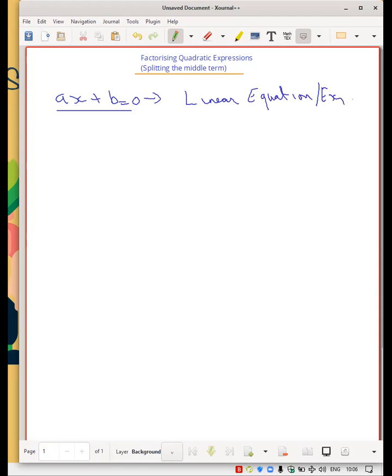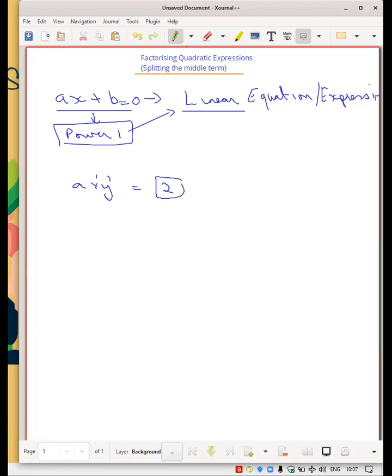Why is it called linear? Because the power of the expression is 1. Not the variables, the power of the expression. Whenever we have the power 1, we call it a linear expression. You already know that if I have two variables, the powers will be added up. For example, if I have axy, it would be 1 and 1, so the power of the expression would be 2. Whenever the highest power of the expression is 1, it's called a linear expression.